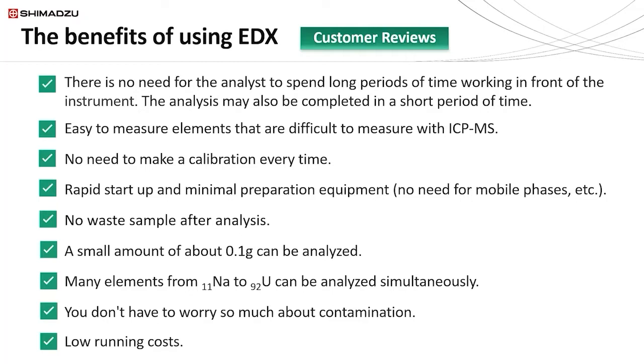It is easy to measure some elements that are difficult to measure by ICP-MS. These are primarily the halogens like chlorine and bromine, but also other elements like sulfur and phosphorus. There's no need to make a calibration curve every time. Curves last for a very long time, sometimes months, on an XRF system. Rapid startup and minimal preparation equipment. It just takes minutes to turn on an energy-dispersive X-ray fluorescence analyzer, and there's no need for mobile phases, for example, for a technique like ion chromatography or another liquid-based chromatography technique.